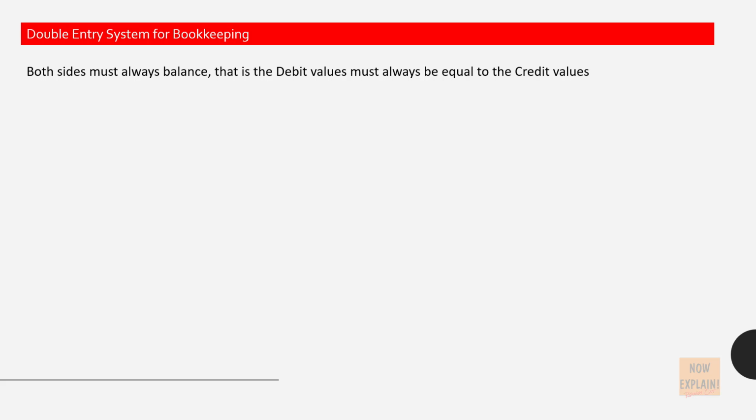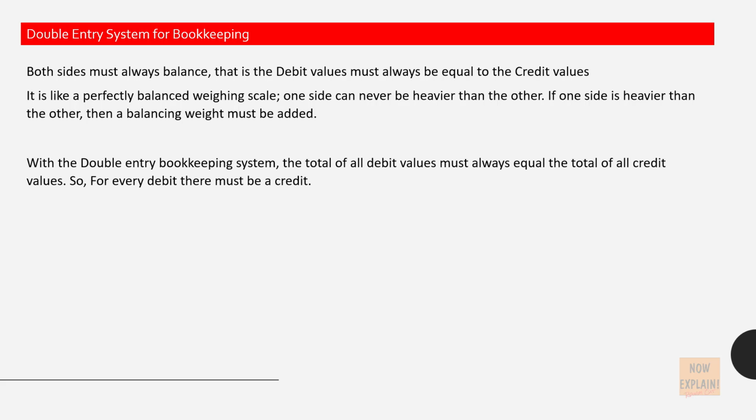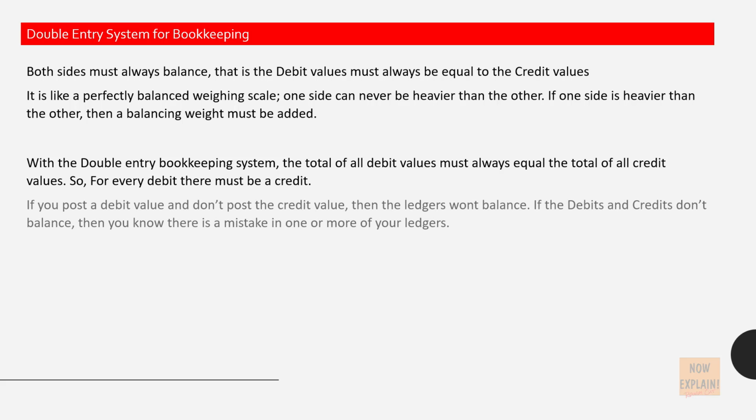That is, the debit values must always be equal to the credit values. It is like a perfectly balanced weighing scale. One side can never be heavier than the other. If one side is heavier than the other, then a balancing weight must be added. With the double entry bookkeeping system, the total of all debit values must always equal the total of all credit values. So, for every debit, there must be a credit. If you post a debit value and don't post a credit value, then the ledgers won't balance. If the debits and credits don't balance, then you know there is a mistake in one or more of your ledgers.